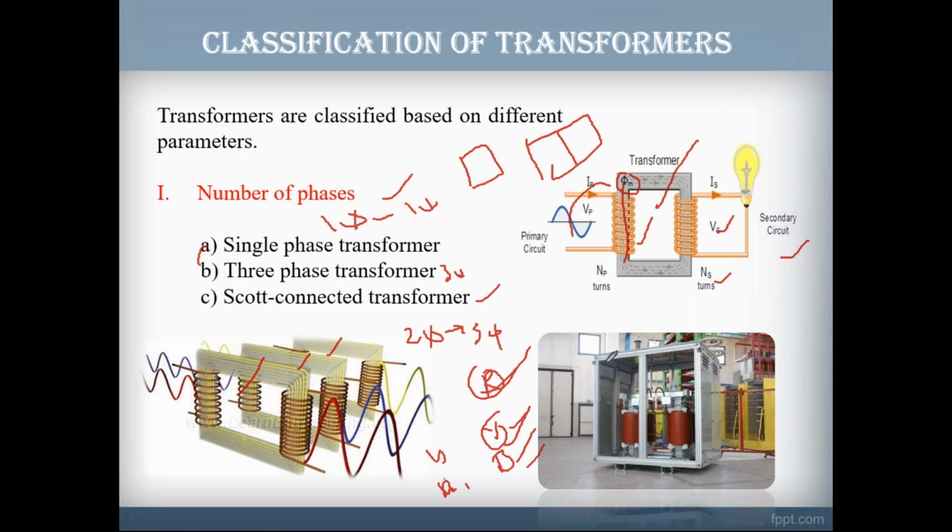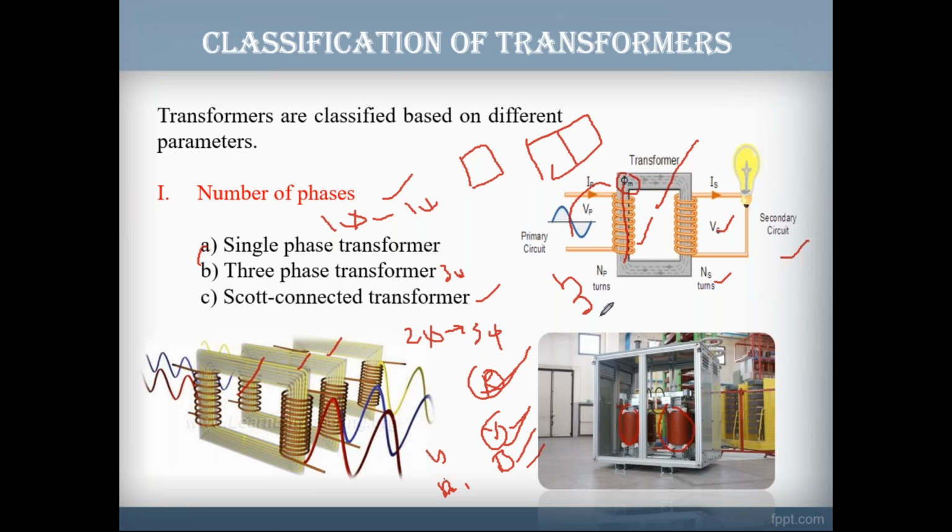Okay, now let us come to the third type, that is the Scott connected transformer. We have a 2-phase input, that is the primary circuit, and get a 3-phase output on the secondary circuit. If we have one doubt, how can we get 2-phase? We have single phase and 3-phase; the 2-phase is converted because it has some percentage of winding.